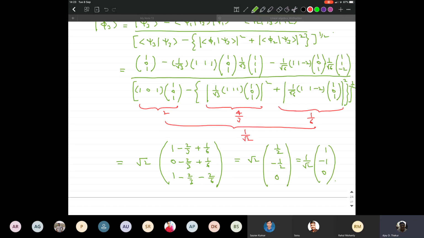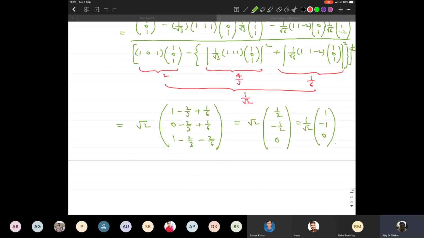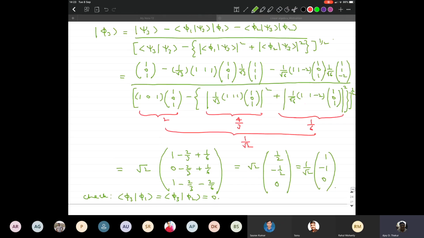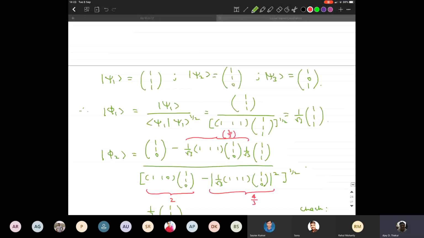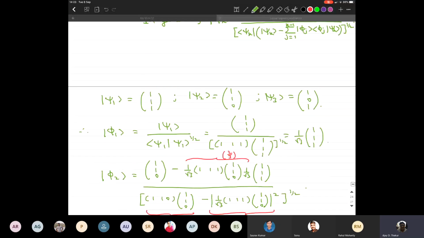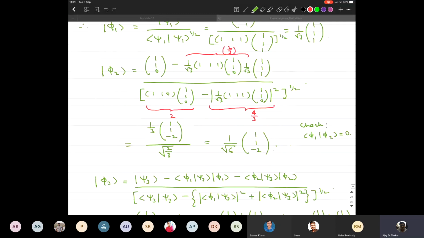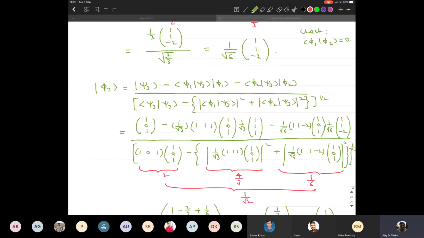So you can check that if this is phi 3, then phi 3 with phi 1 equals phi 3 with phi 2 equals 0. So that you can check. So phi 3 has 1 over root 2, 1 minus 1. So if we take it with phi 1, it is 1 over root 3 times 1 over root 2, which is 1 over root 6. And then there is a 1 minus 1, 0.